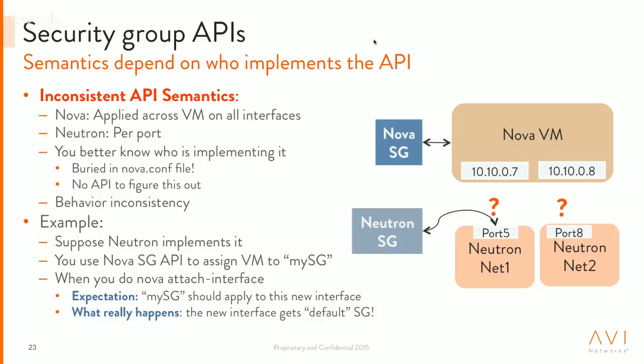This means that you can attach an interface to a running VM. That's what I was saying: you can detach and attach interfaces, but you can't move an interface from one Neutron network to another Neutron network. I was mentioning that previously.